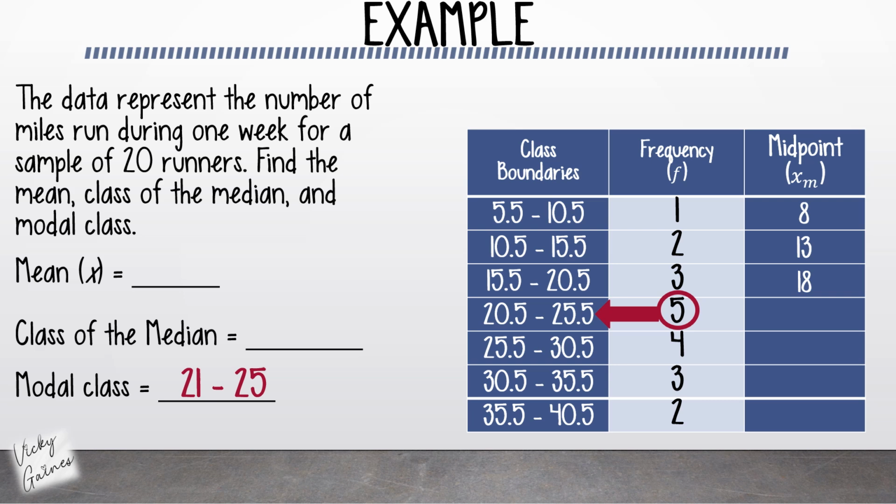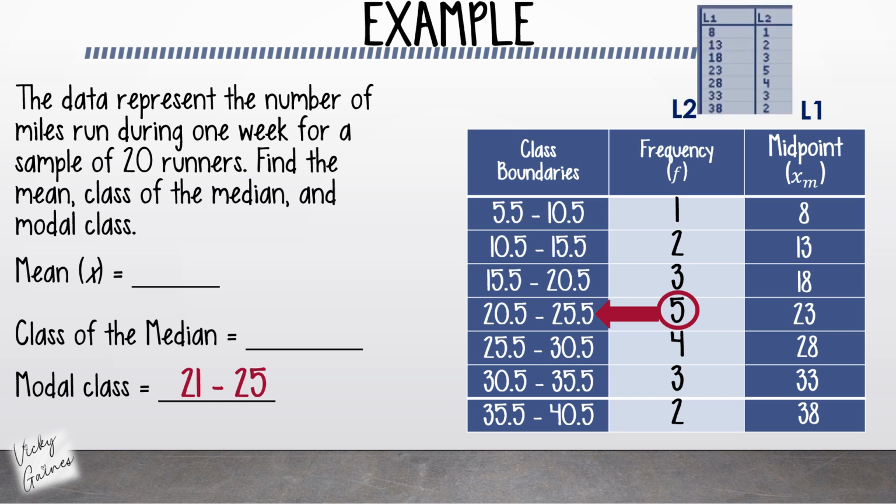Midpoints, average your class boundaries. You can see that the class width is 5. Calculate the bottom one and keep adding 5, or you can calculate every single one. I just don't think you need to spend the time doing that. Midpoints are going to go in list 1, frequencies in list 2. There they are. Stat, calculate 1 variable, list 1, list 2.